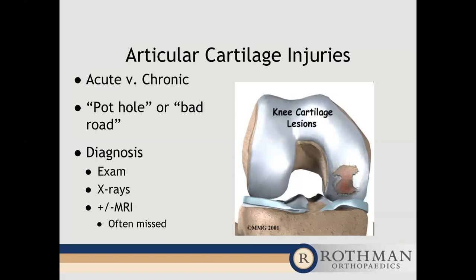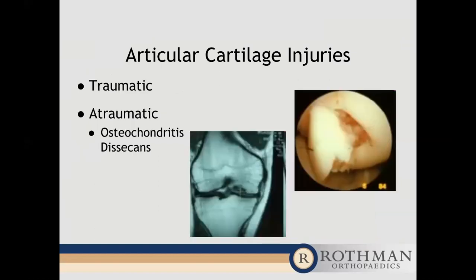So for our diagnosis, we want to look at our exam. We want to look at x-rays, because sometimes we can see the actual cartilage injury on an x-ray and an MRI. Sometimes these are missed, even on MRI studies, and then we don't pick them up until we get in there for surgery. They can be traumatic, and I'm going to show you an example of a traumatic one in a second. They can be atraumatic, where there's loss of blood supply to the bone, and the bone basically dies behind the cartilage, and the cartilage becomes unstable. That's called osteochondritis dissecans, or dried out cartilage and bone.